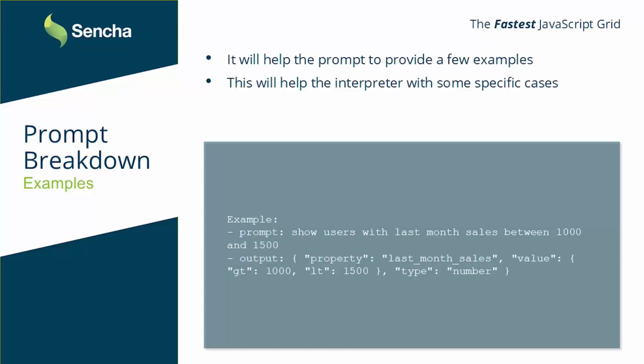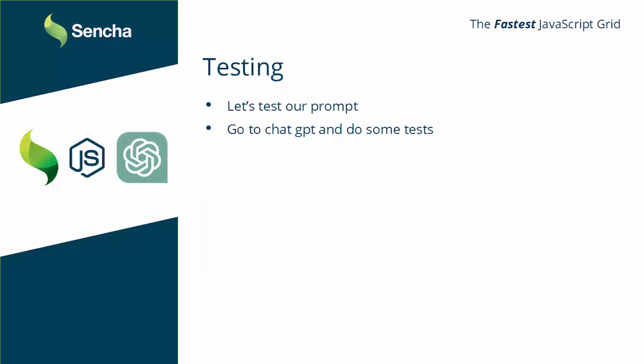So what I said is show users with last month sales between 1,000 and 1,500, then return it as this property, last month sales, value, and then I provided GT as the operator, 1,000, and LT that other value, and the type is number. So that's giving ChatGPT some examples to work with. Now, when it finds something that is two values of numbers, it's gonna do it this way, the same with dates. What we can do, we could go into ChatGPT and just type what I was showing you. And let's just do that.